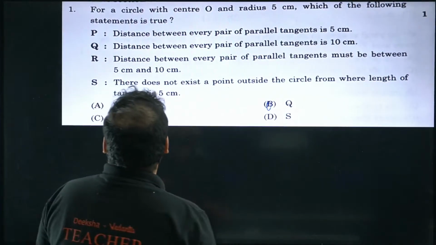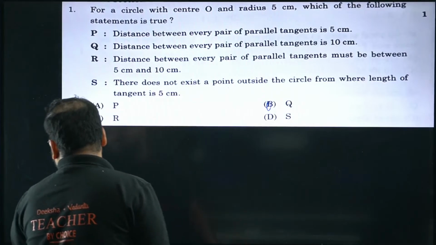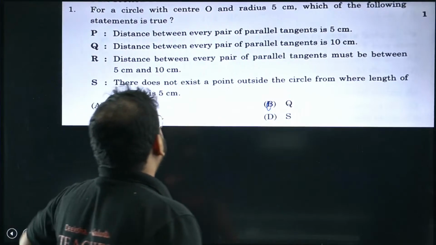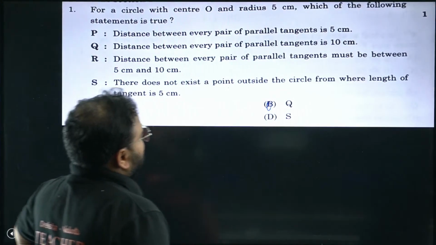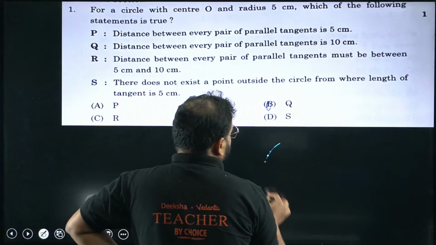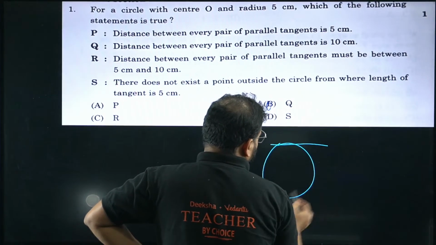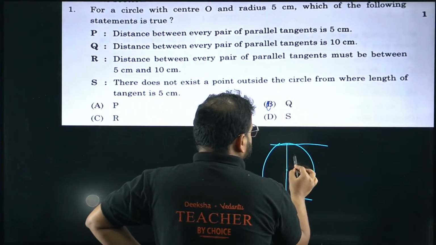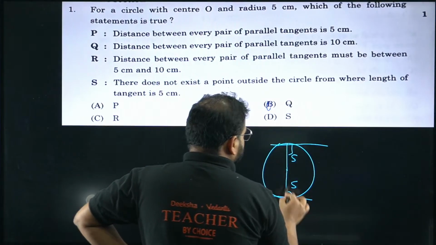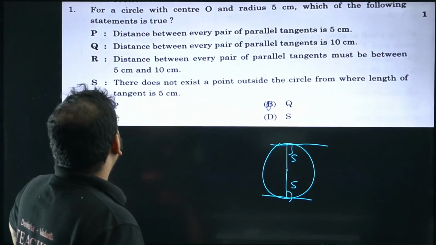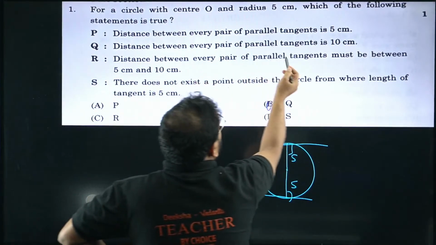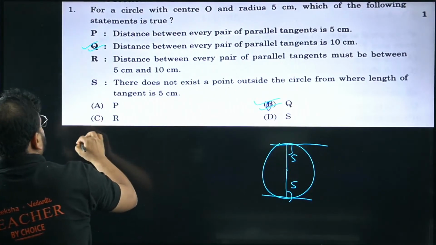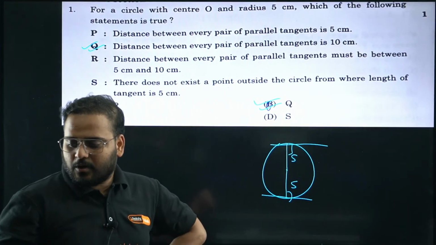What is the first question we had? For a circle with center O and radius 5 cm, which of the following statements is true? Distance between the pair of parallel tangents. For a circle, tangents are parallel only at the opposite ends of the diameter. It means if this is 5, this has to be again 5. Total will be 10. Hence the answer has to be 10. Distance between every pair of parallel tangents has to be 10. Option B is correct. So for the first one, option B is correct.